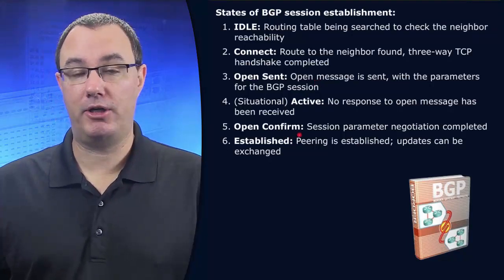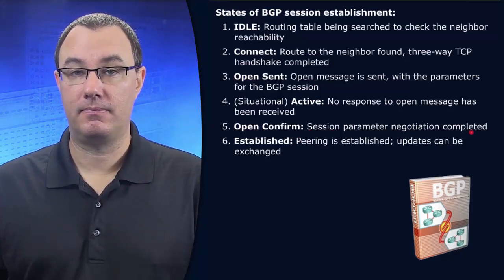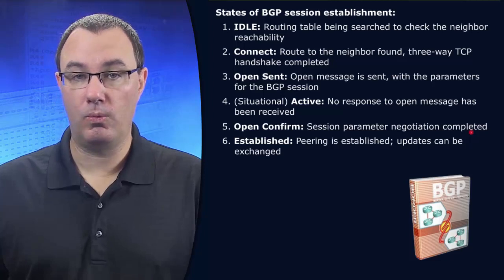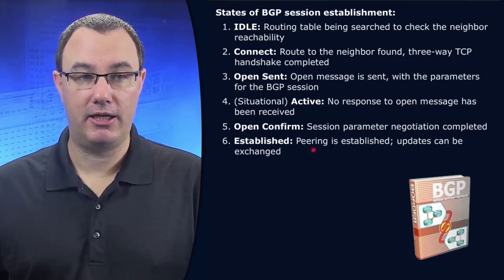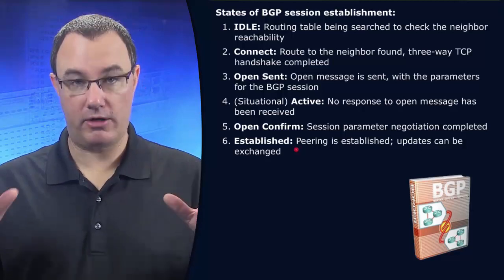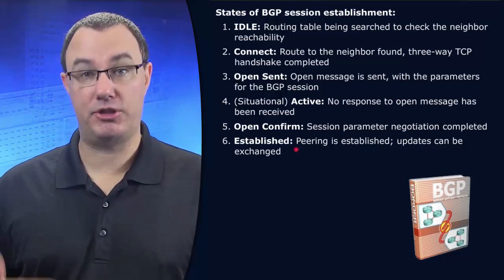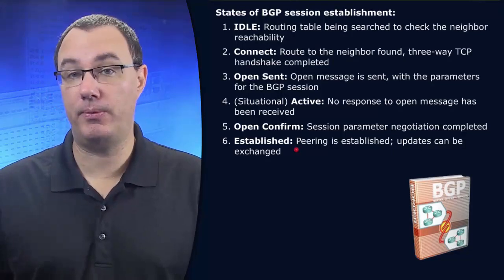Then we have an open confirm. An open confirm, that means we're in the closing steps of our adjacency, and then established, we're there. Now, we can be established and not converged, or we can be established and converged, but established is what we want to see.